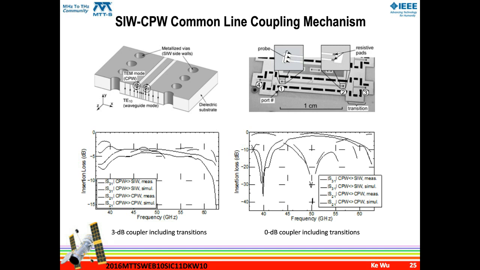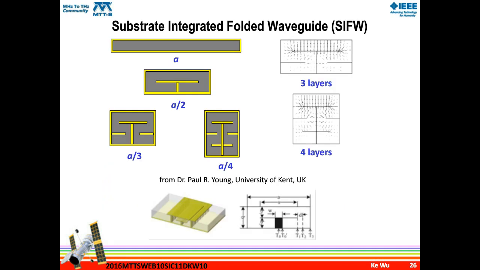And you can also create a 0 dB coupler, which means input power, for example, if you input the TEM modes, can be completely converted into TE10 modes, which means the mode can be transferred from one to another. And also, you can fold the waveguide into multi-layers.